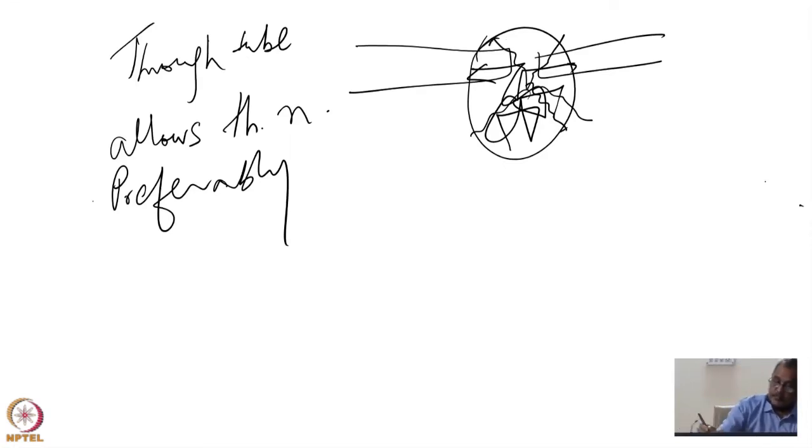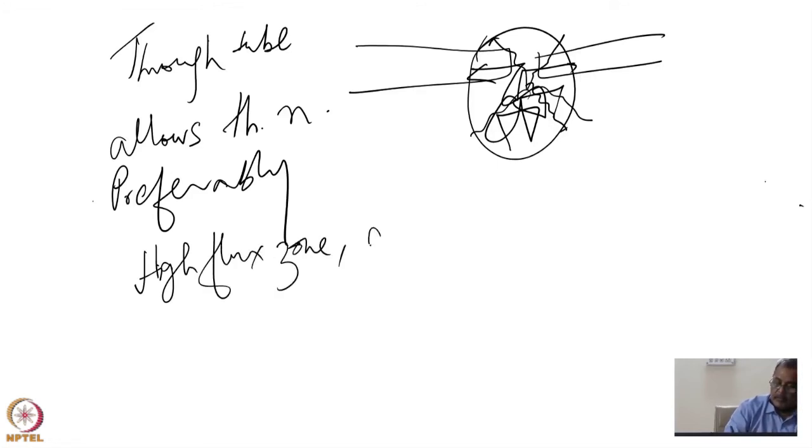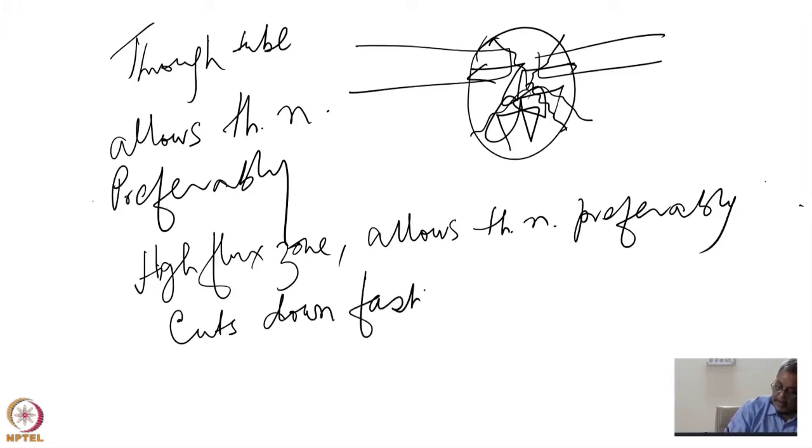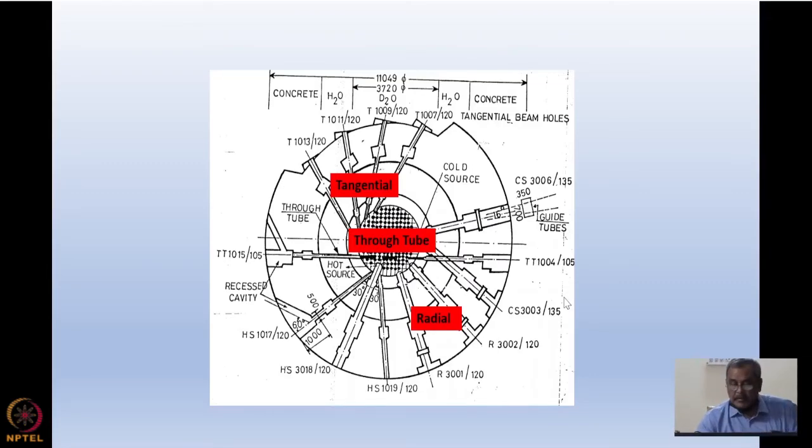So the through tube, since it is passing through the core, is in a high flux zone, allows thermal neutrons preferably, and cuts down fast neutrons and gamma. So with all these properties, at the outlet of the through tube you will find more thermal neutrons, fewer fast neutrons, and less gamma to shield from. So with this, the through tube at Dhruva has one beam line, TT1015, on the left, and TT, through tube, 1004 on the right.